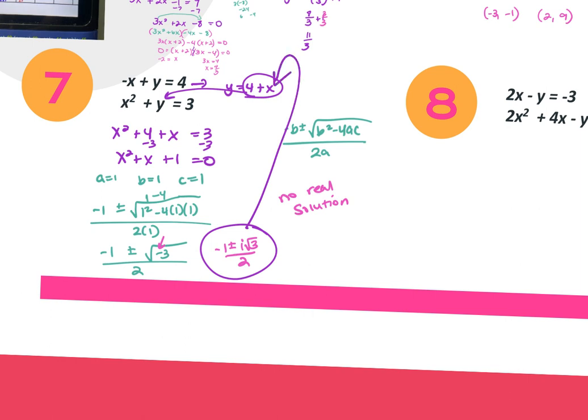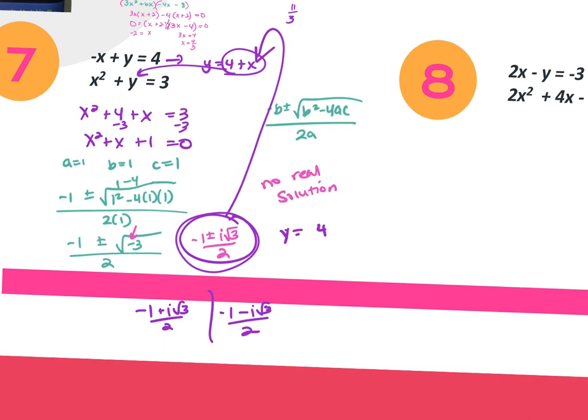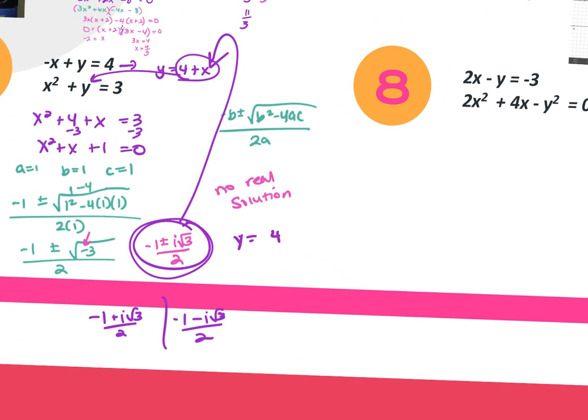So if it said real and non-real, or any kind of solution, we would take and plug that back in, and I would get y equals 4. And there's two answers here, right? Negative 1 plus i root 3 over 2, and negative 1 minus i root 3 over 2. So this would get 4 plus negative 1 plus i root 3 over 2. And then y equals 4 plus negative 1 minus i root 3 over 2.